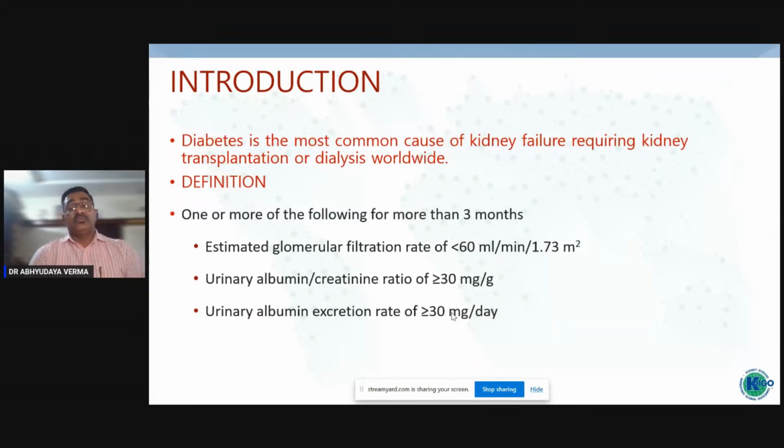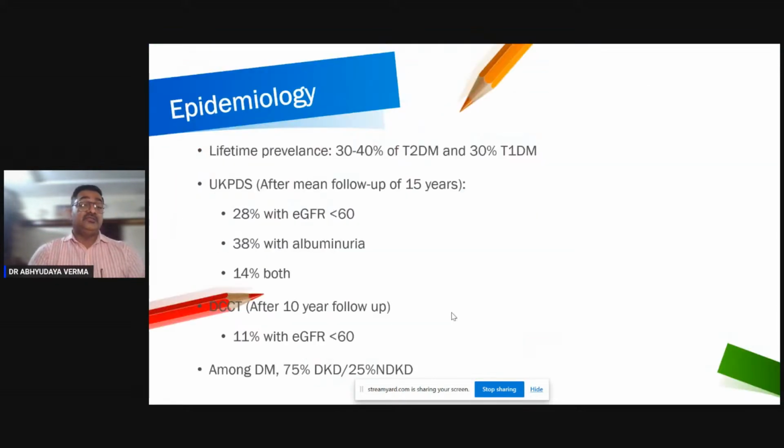If they are present for more than 3 months, we may say that our patient is having diabetic nephropathy. If the EGFR is less than 60 ml per minute per 1.73 meter square, if the urine albumin and creatinine ratio is more than 30 mg per gram, urinary albumin excretion spot rate is more than 30 mg per day, we can label. But this should be more than 3 months, so there should be at least 2 or 3 samples which say over 3 months that these are present and consistently there.